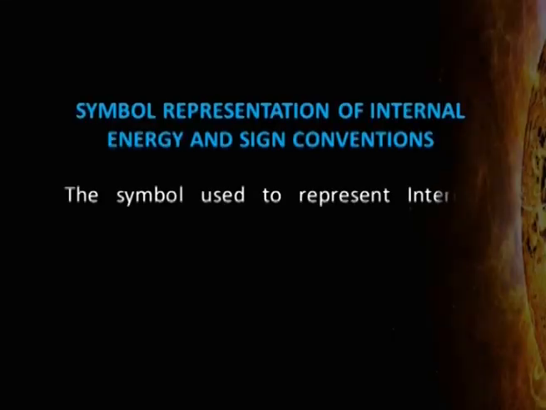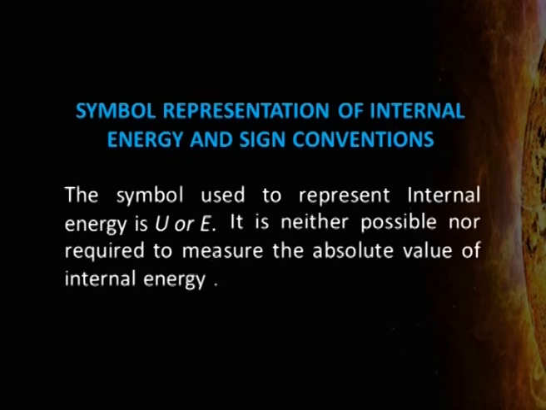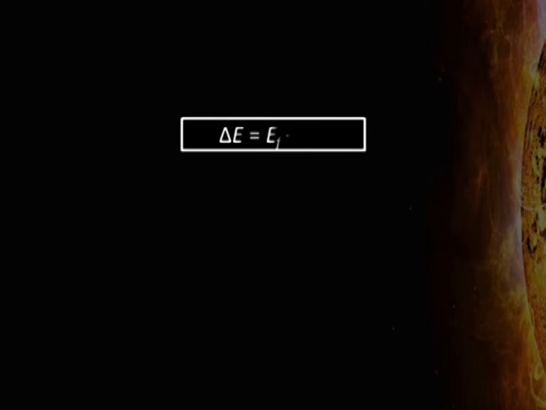As the value of internal energy depends on the mass contained in the system, hence internal energy is an extensive property. The symbol used to represent internal energy is capital U or capital E. It is neither possible nor required to measure the absolute value of internal energy. If the change between two states is taken as equal to delta U or delta E, then delta E will be equal to final internal energy minus initial internal energy.